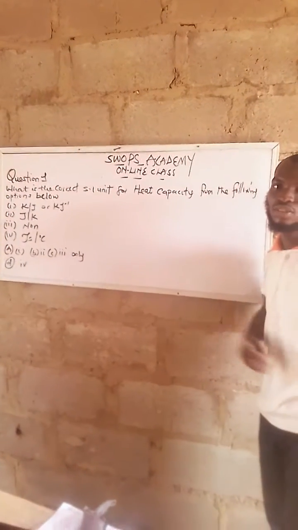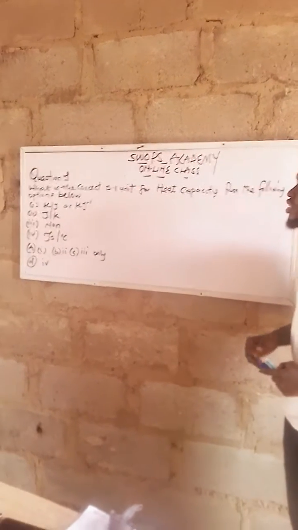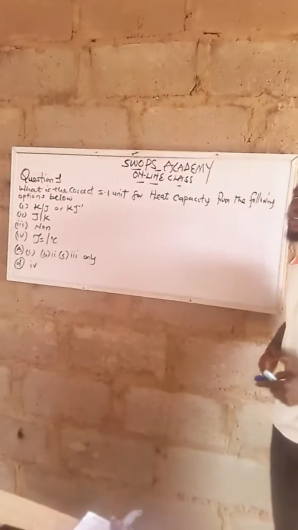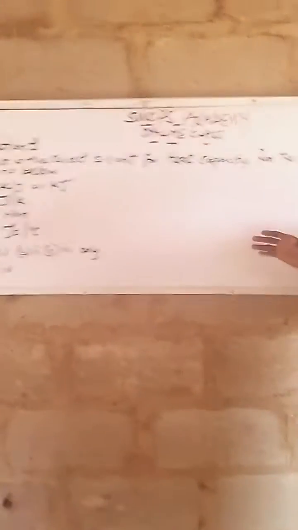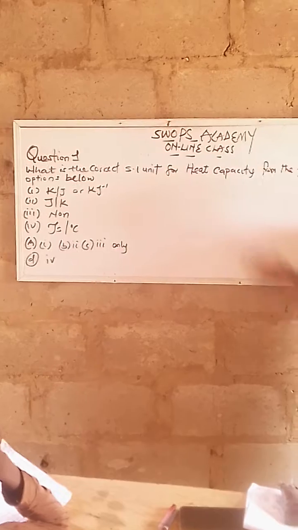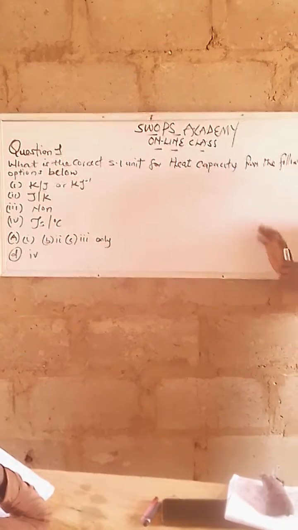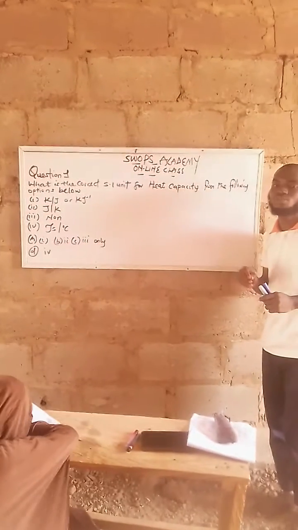Today we are going to be looking at practice problems regarding fundamental quantities and derived quantities. Today's class will be of two episodes. Episode 1 will be a prepared question. The question you are seeing on the board is a prepared question by Swap Academic Online Class.